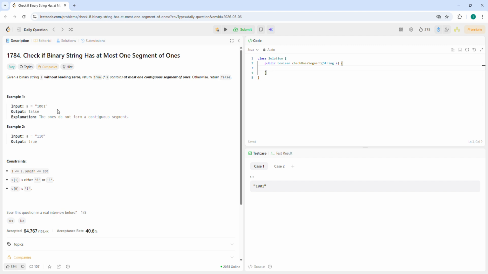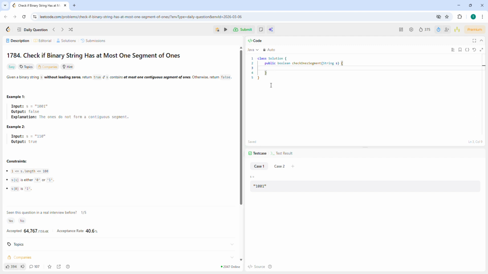That's pretty much it. The constraint says that the length of S is between 1 and 100. S at index i is either a 0 or a 1. And the first character of the string S is a 1. Alright, that's pretty much the question.